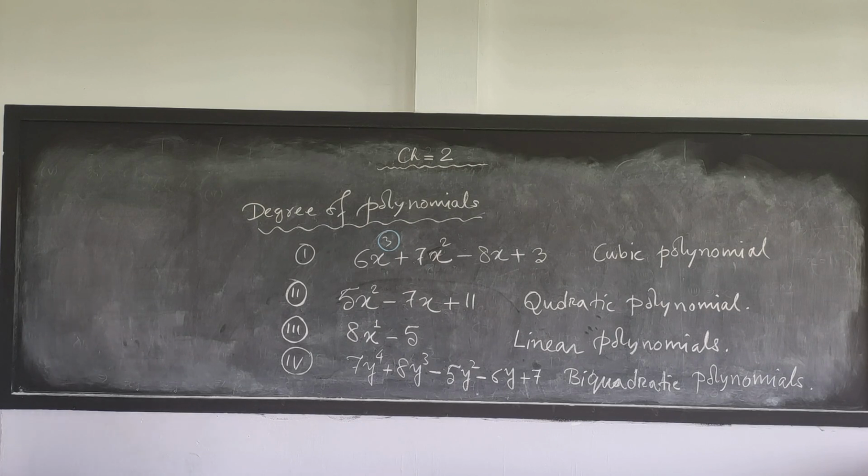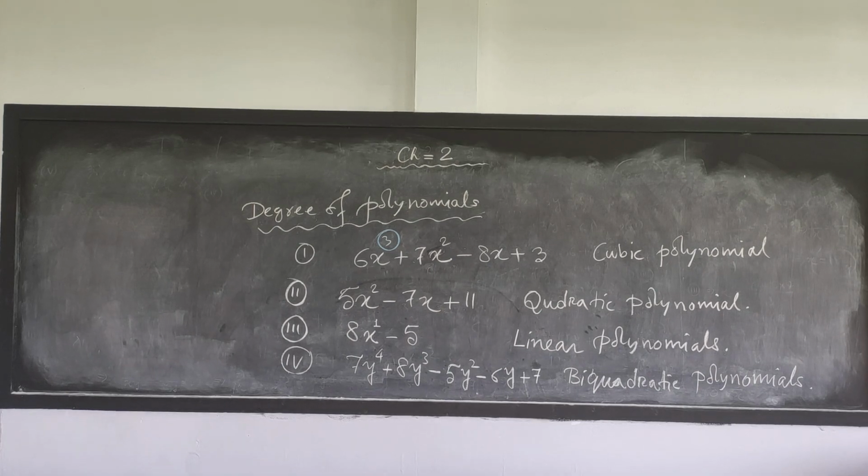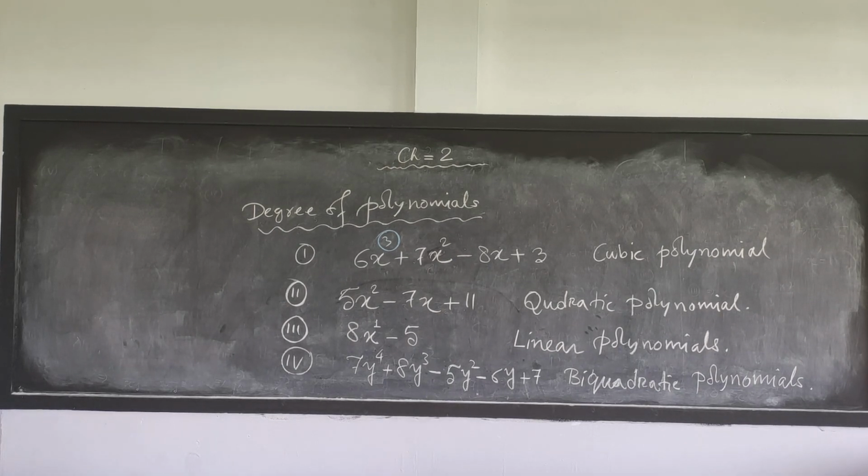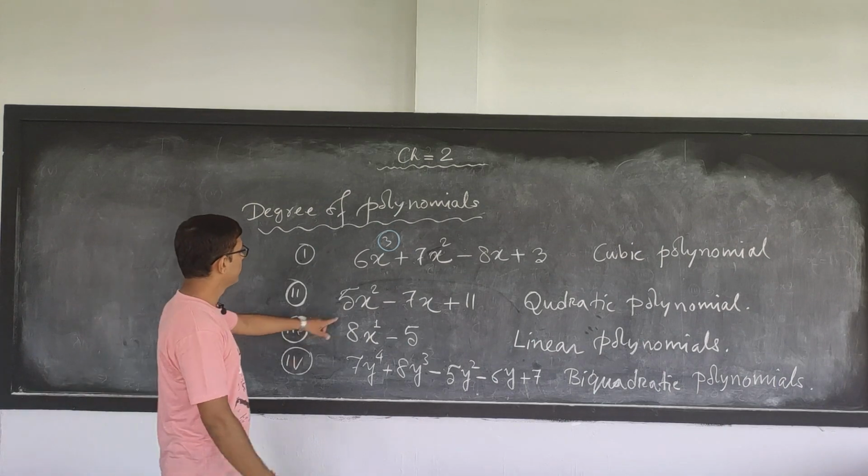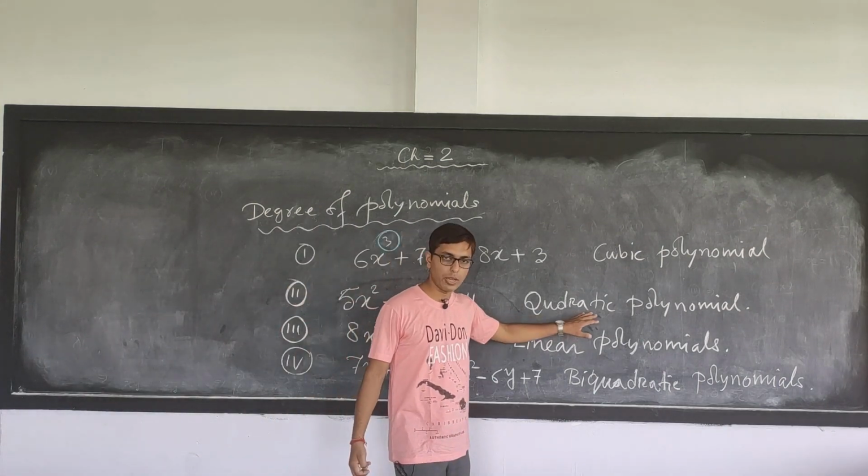The second example is 5x squared minus 7x plus 11. This is also a polynomial in one variable, and the degree of this polynomial is the highest power on the variable. What is the highest power that can be seen in this polynomial? That is 2. So the highest power on variable x is 2. Therefore, in this case, the degree of the polynomial is 2. And when the degree of a polynomial is 2, such polynomials are known as quadratic polynomials.